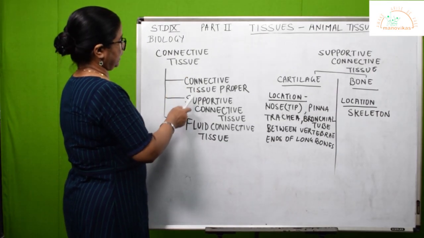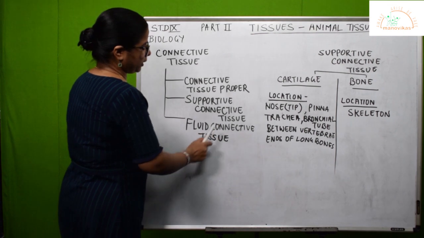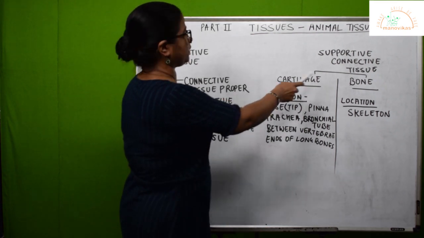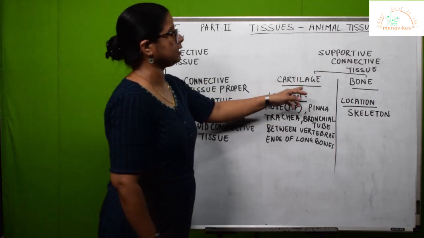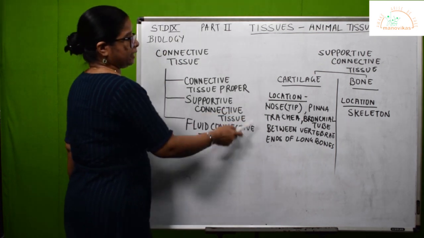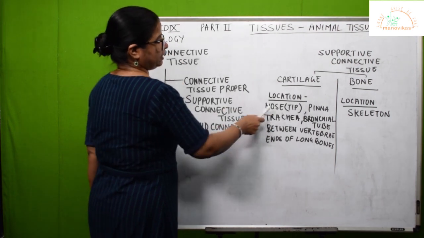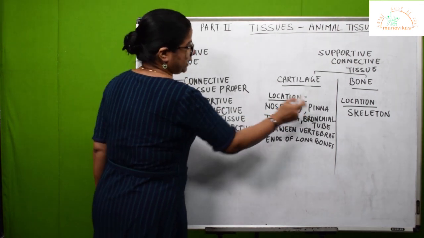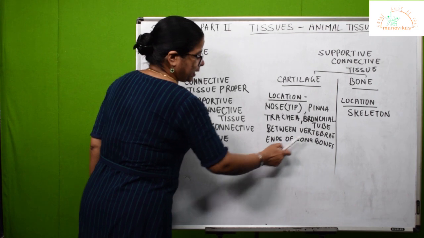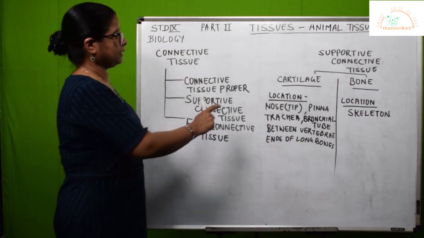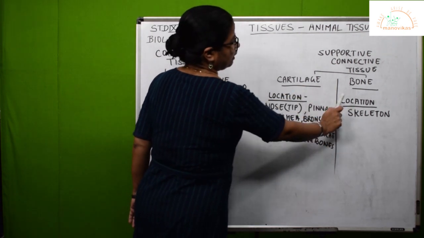Connective tissues, and the three kinds are mentioned here. The connective tissue proper, supportive connective tissue, fluid connective tissue. Now let's study the supportive connective tissue. Again, we have categorized it into two kinds. We have the cartilage and the bone. Where is the cartilage located? At the tip of the nose. You see, the tip of our nose is soft. That means you can easily identify the cartilage is here. Pinna, the external ear. Trachea, the bronchial tubes. Between vertebrae and ends of long bones. That is where the cartilage is located. And the bone, it makes up the skeleton. Everyone knows where the bones are.